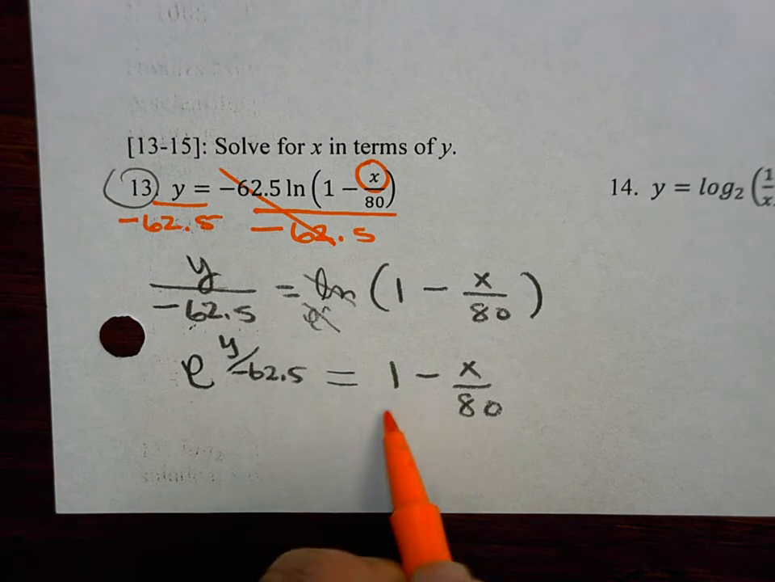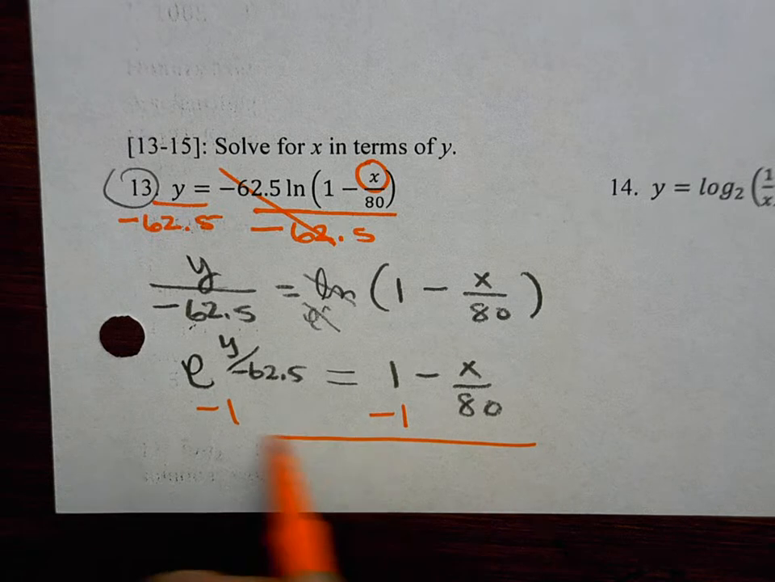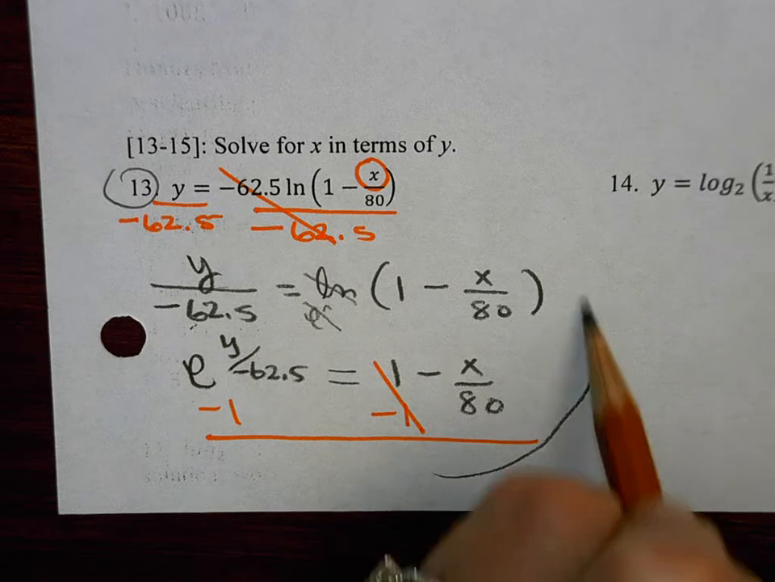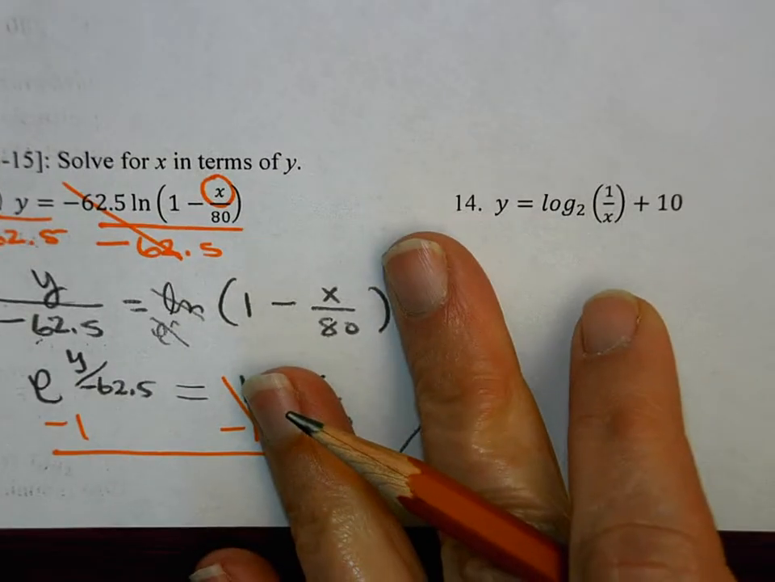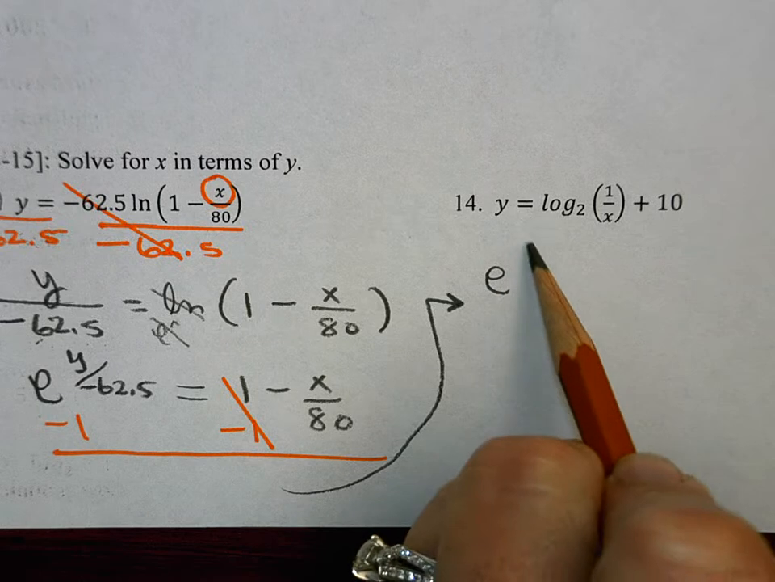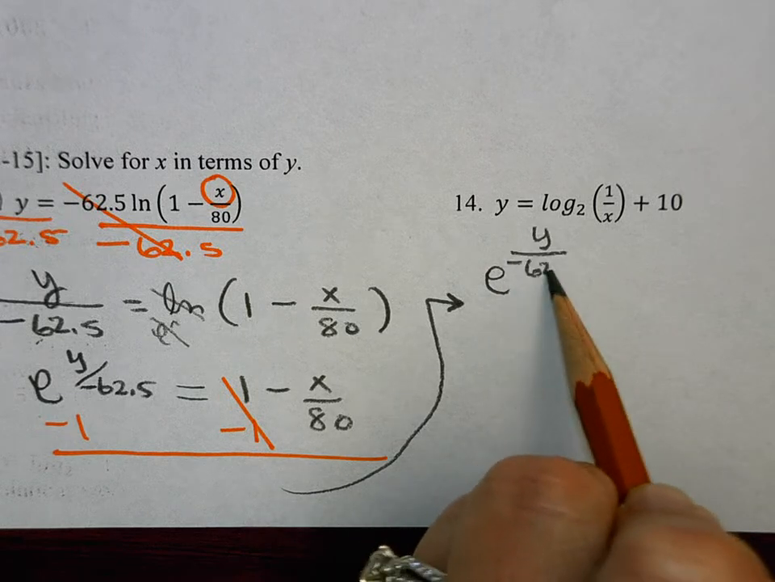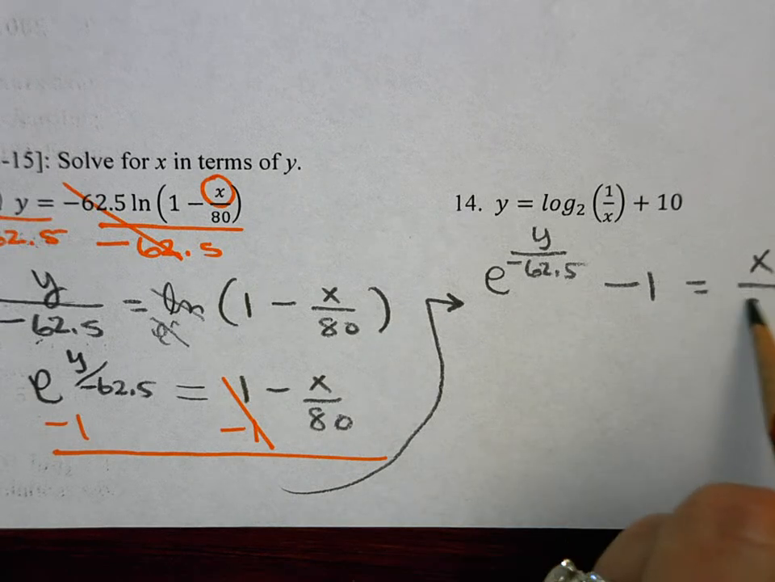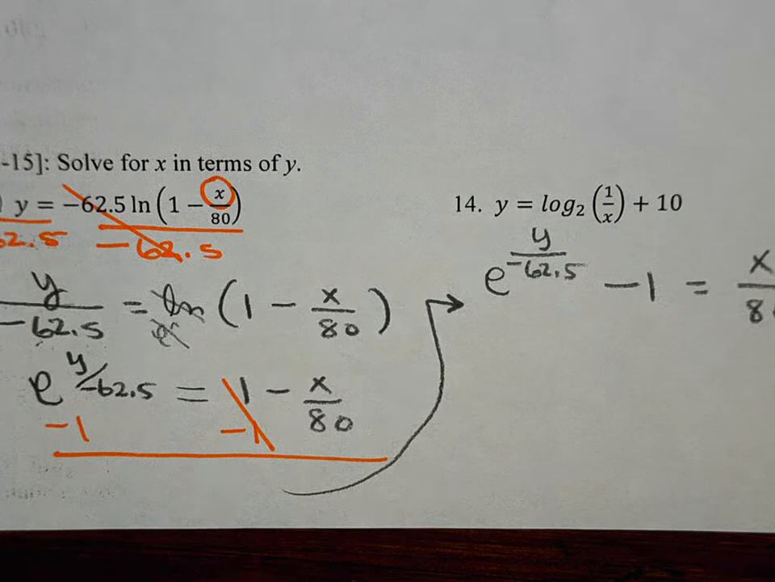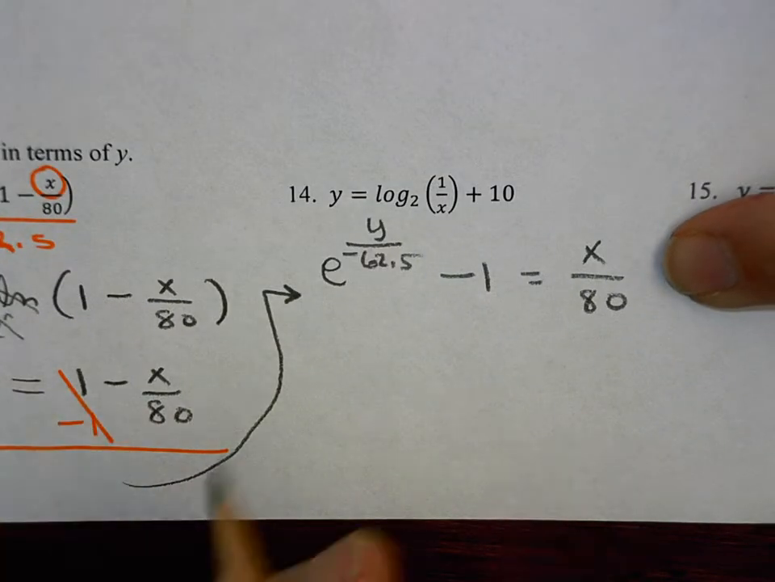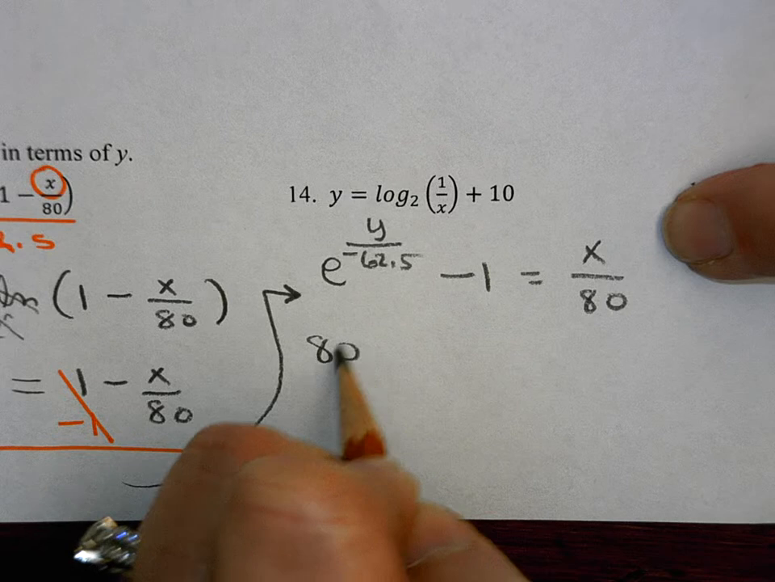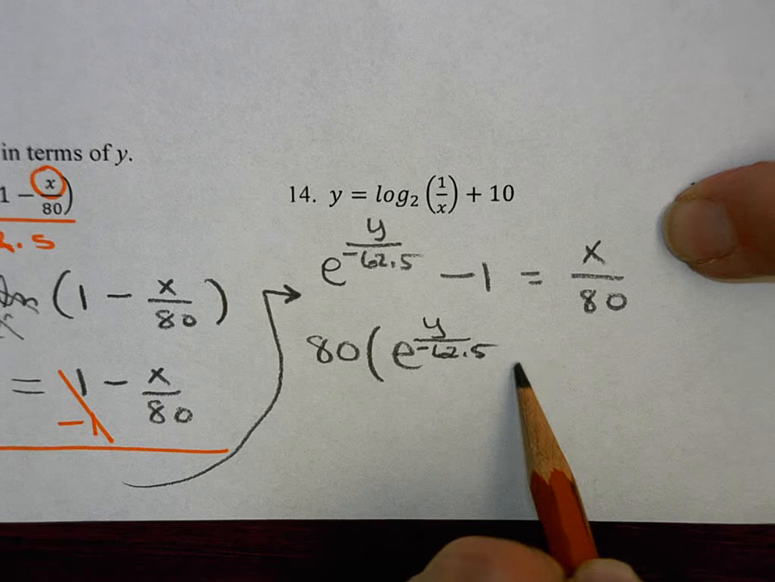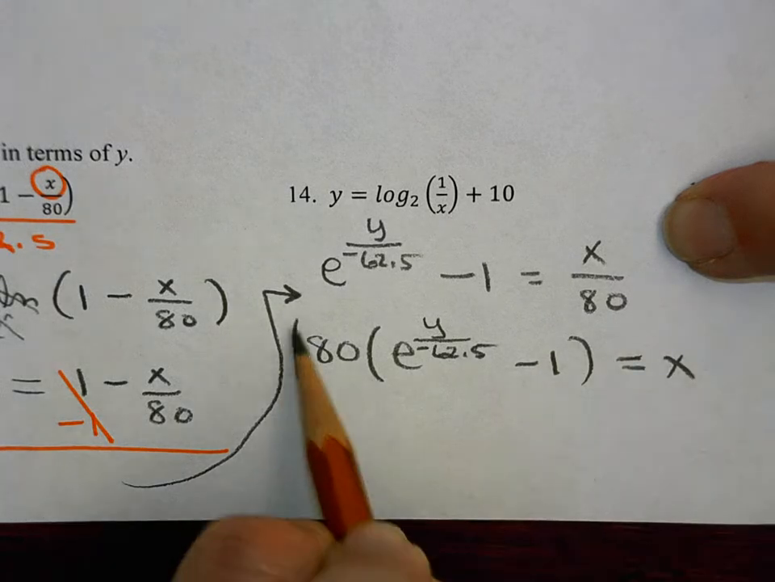So next I'm going to get rid of the 1, so that's positive 1, so I'm going to subtract 1 from both sides, and then that will cancel. And then I'm going to move that up over here a little bit. So I'll have this minus 1, so e to the power of y over negative 62.5, and then minus 1 is not up in the power, and then equals x over 80. And then the last step is I want to multiply by 80 to get rid of that. So when I multiply the 80 over, I will have 80 times that quantity, and then equals x, and that would be it.